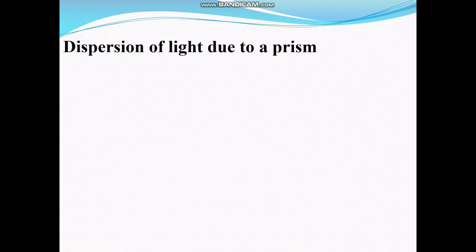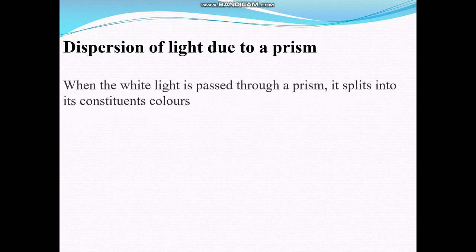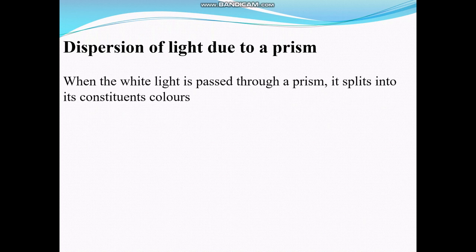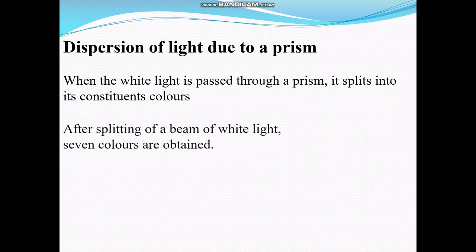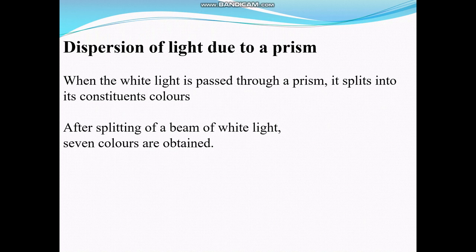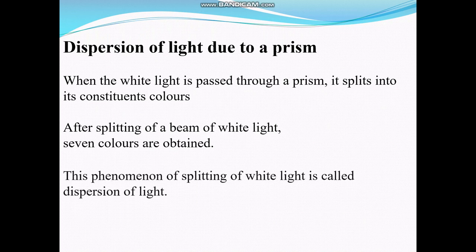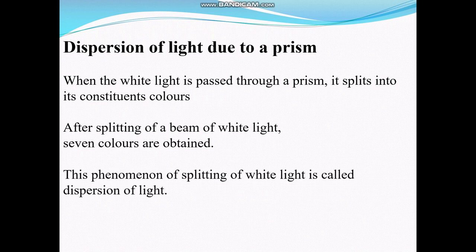Now, let's study the dispersion of light due to a prism. When white light is passed through a prism, it splits into its constituent colors. After splitting of a beam of white light, 7 colors are obtained. This phenomenon of splitting of white light is called dispersion of light. So you need to remember that dispersion of light is splitting of white light into its constituent colors.